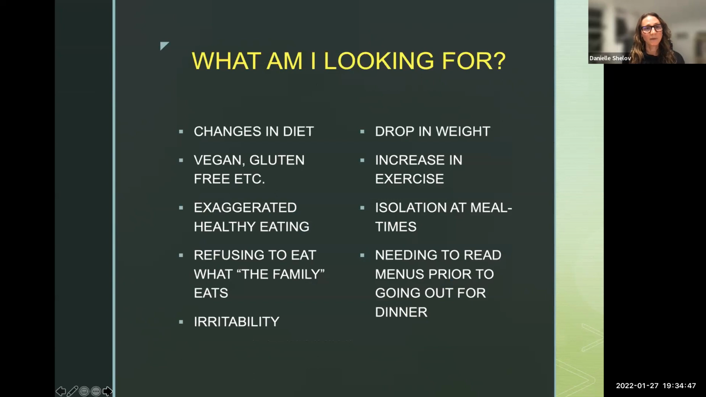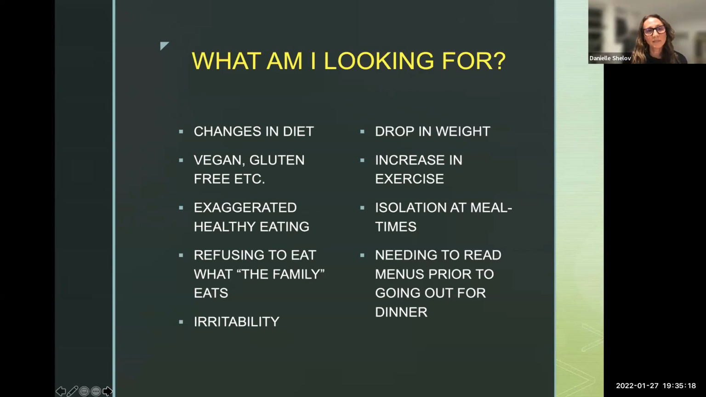And this is what I tell my parents, which is that you're looking for a change in diet. You're looking for weird specificities about food that weren't there previously. Like if all of a sudden your daughter shows up and says, I'm vegan, I'm only going to eat gluten-free moving forward. If they have this really exaggerated sense of healthy eating, right, that wasn't there previously, those are all really important factors to start looking at really closely.